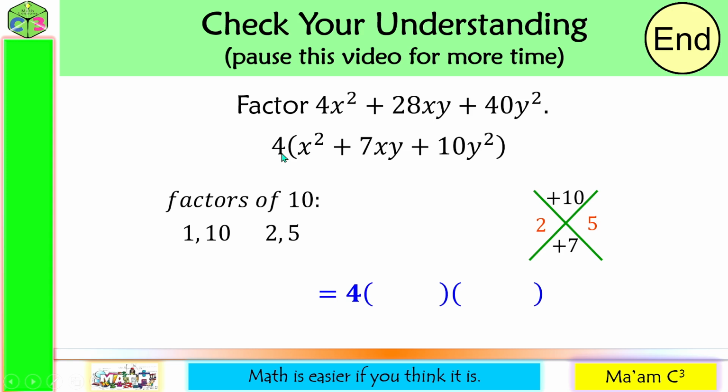Don't forget our GCF. The square root of x squared is x and x. For the remaining terms, we'll get it from our factors. But remember that our third term has y squared. We also have to get the square root of this. And the square root of y squared is y. This is positive 2, so plus 2y. This is positive 5, so plus 5y. This is now the complete factored form of 4x squared plus 28xy plus 40y squared.